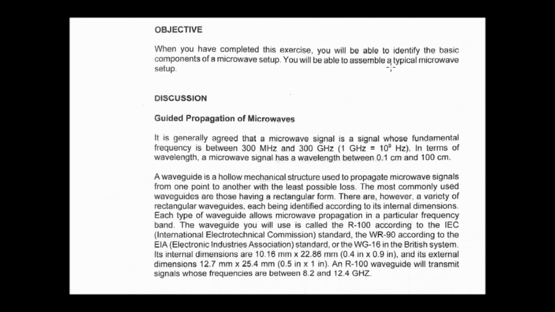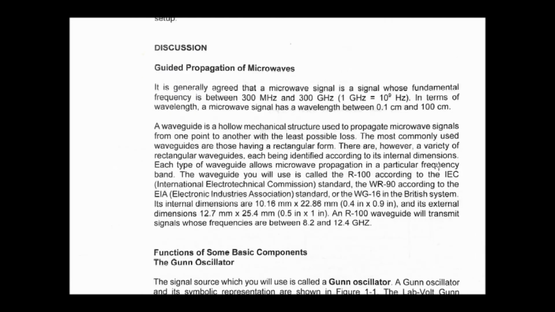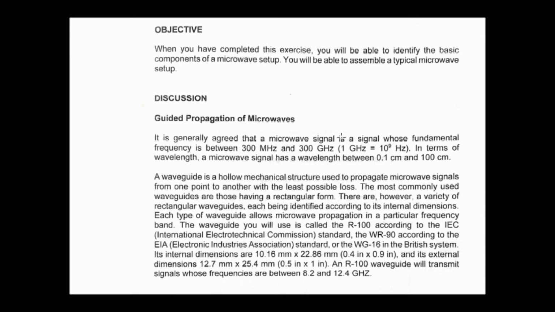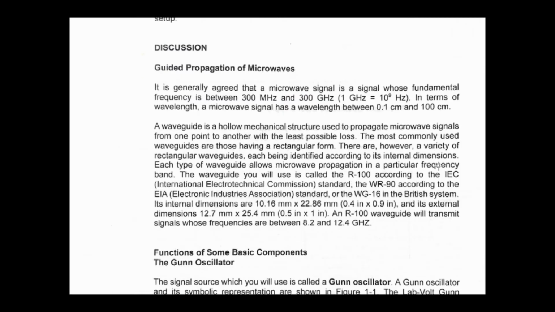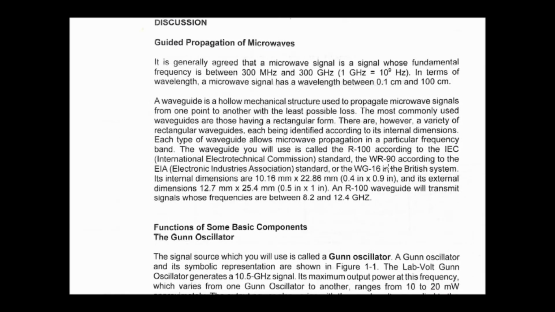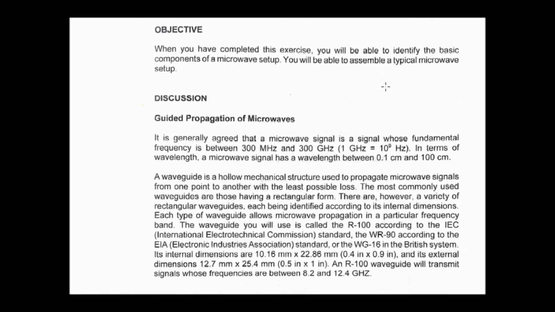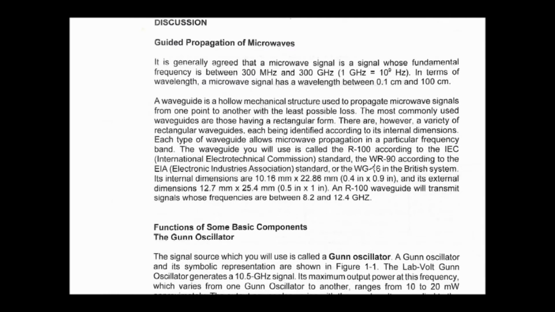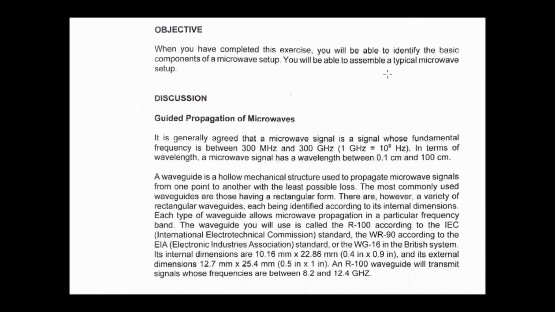A microwave signal is a high frequency signal with a frequency range of 300 megahertz to 300 gigahertz. We will use a rectangular waveguide to transmit the microwave signal from source to the load. We will be using a GAN oscillator as a source. The GAN oscillator we use in this lab can produce a microwave signal of frequency around 10 gigahertz.